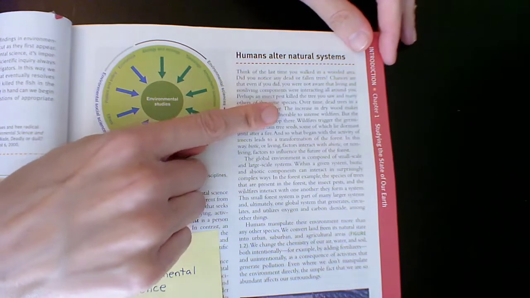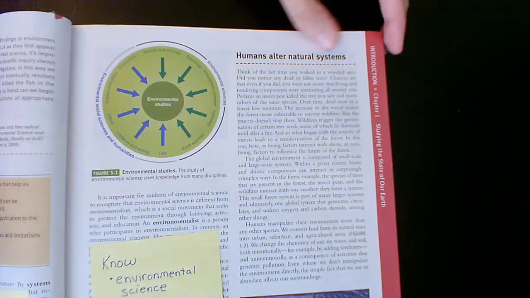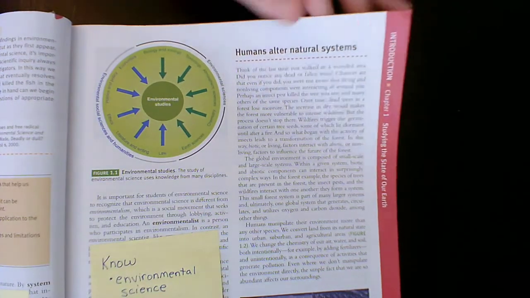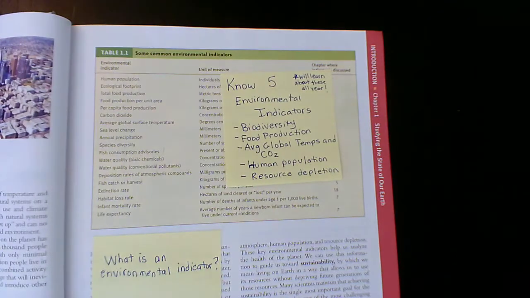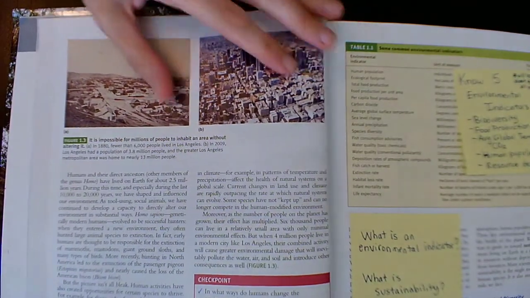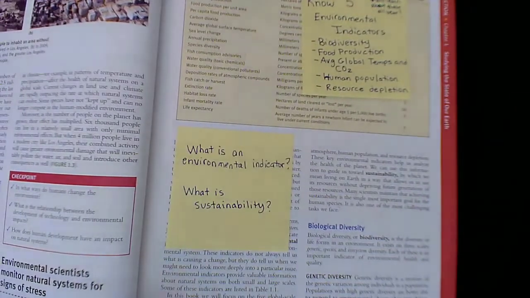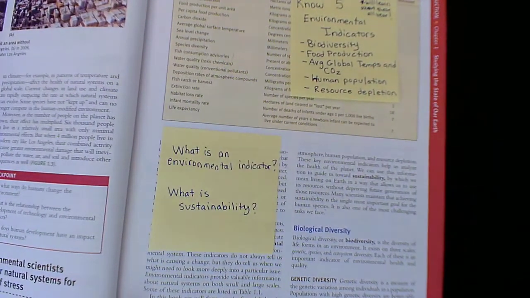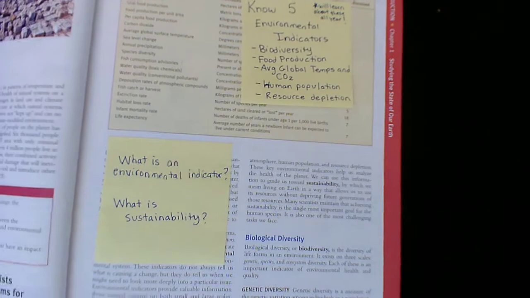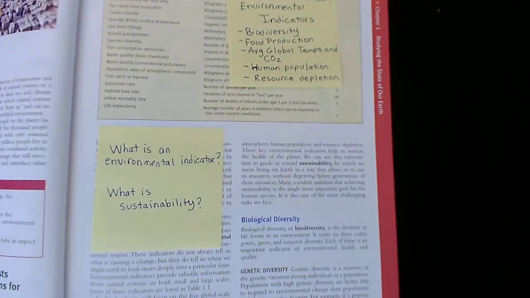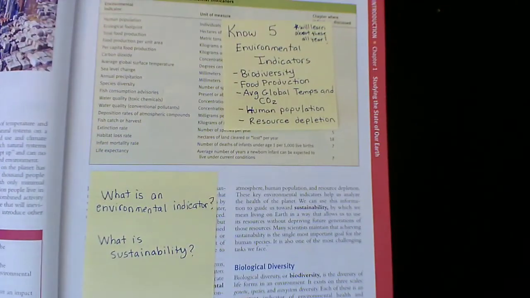Okay, so then go ahead and over here, humans alter natural systems. Just go ahead and read that part and be familiar with some of the ways that humans alter natural systems. Then we're on to page 5. And this chapter is going to teach us about the 5 environmental indicators.